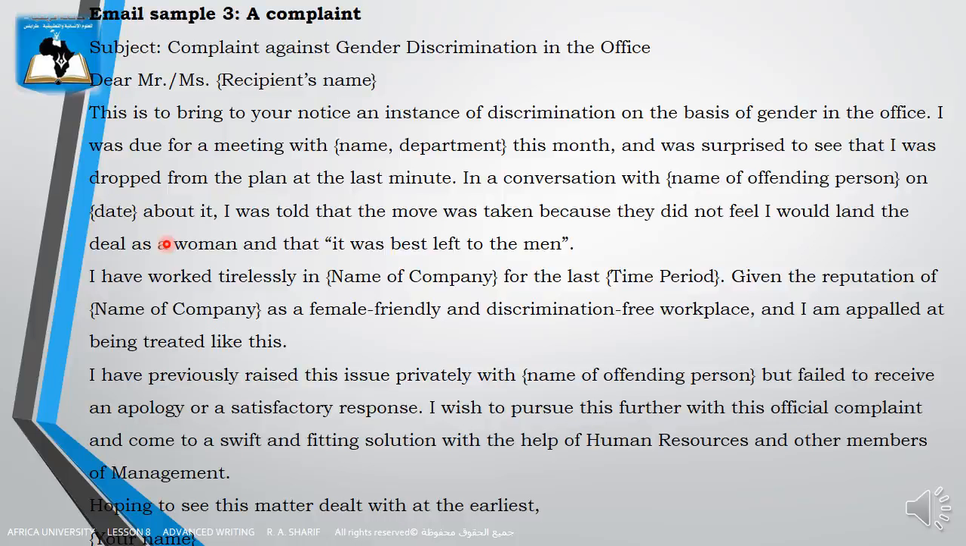I was told that the move was taken because they didn't feel I would land the deal as a woman and that it was best left to the man.